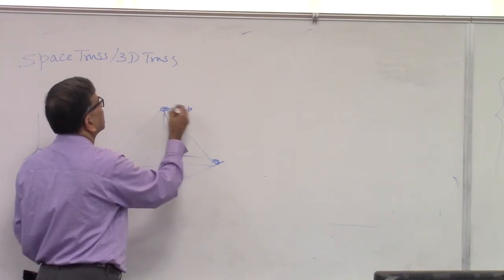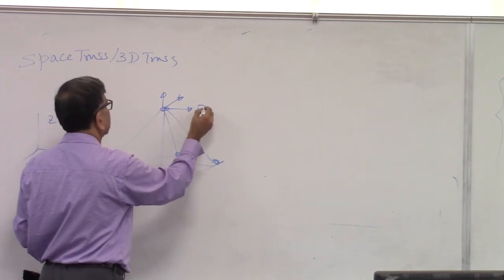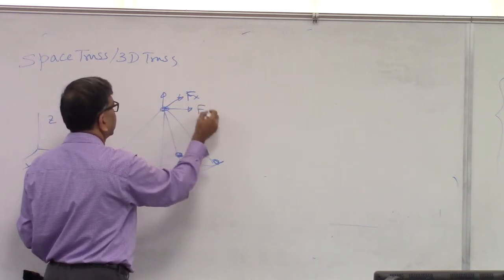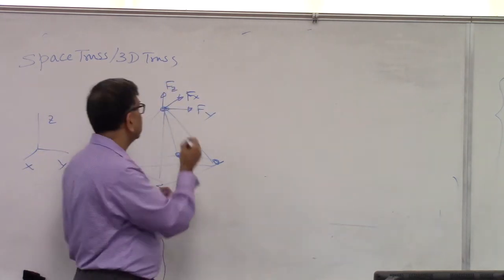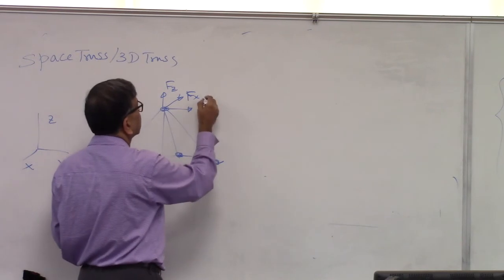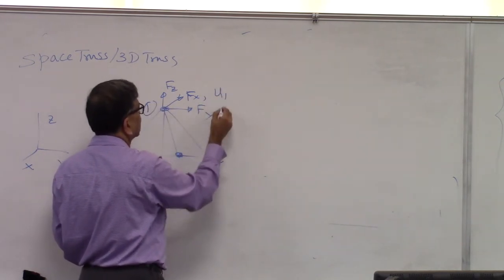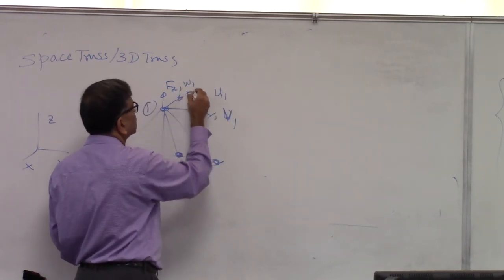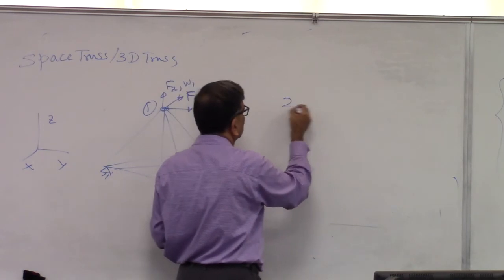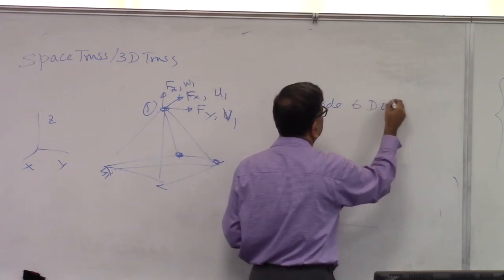at each node I can apply three forces. I can apply a force in the X direction, I can apply a force in the Y direction, I can apply a force in the Z direction. And each node can move, suppose this is node 1, it can go in the X direction, V1, W1. So it's a two-node, 6 degree of freedom element.